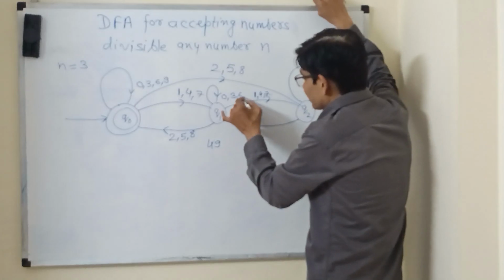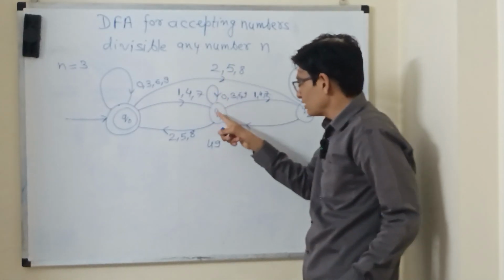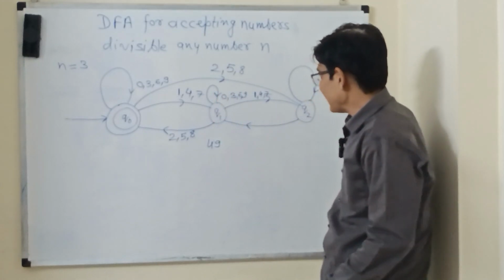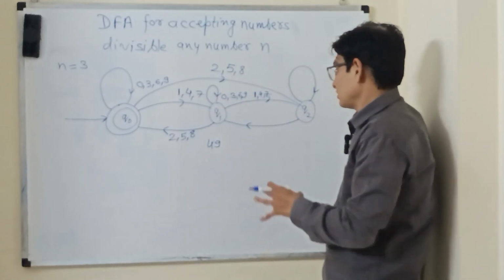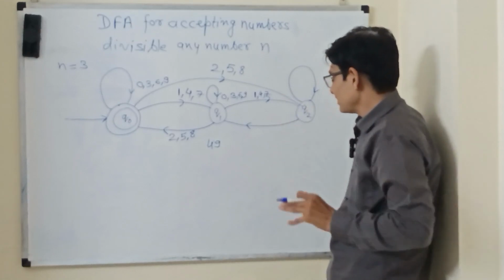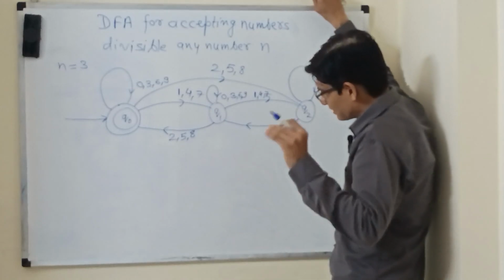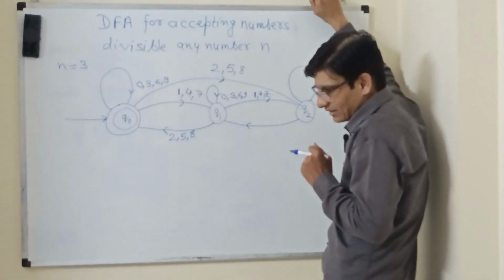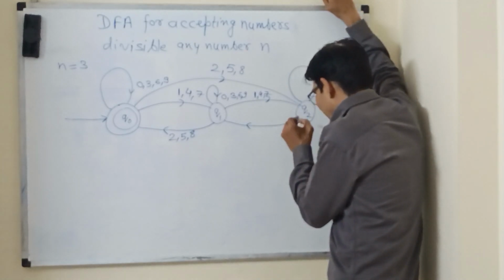That is again giving us the remainder 1. So the self loop of 0, 3, 6, 9 will be on Q1, and we have seen all the transitions for Q1. Now we will see the transitions for Q2. In order to see the transition, we need to take one number that is already giving remainder 2 on dividing by 3. So we can take here 5.